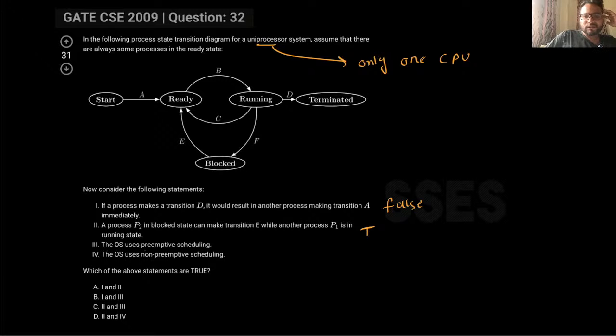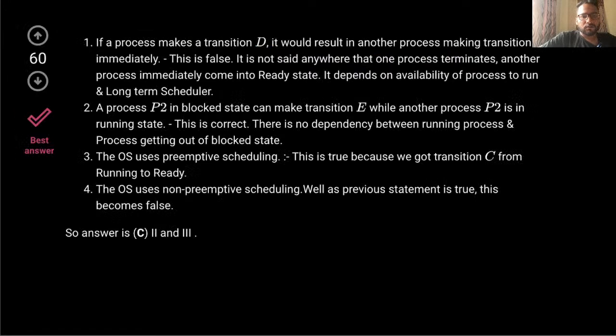The OS uses preemptive scheduling. Okay, this kind of OS is using preemptive or non-preemptive? Because of the C, that's why it is using the preemptive scheduling, right? Because of C. So that's why second and third is the answer, right? So C is the answer, which is second and third.